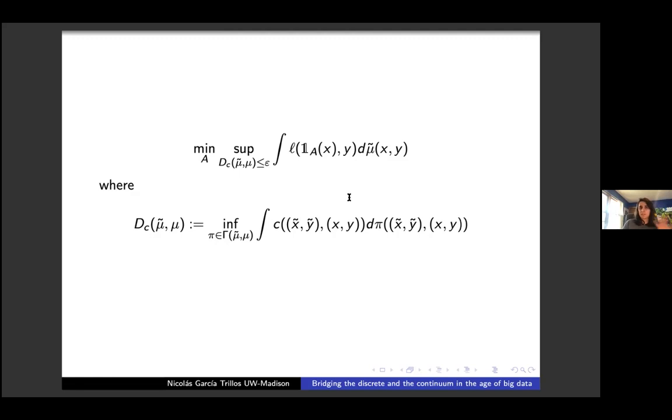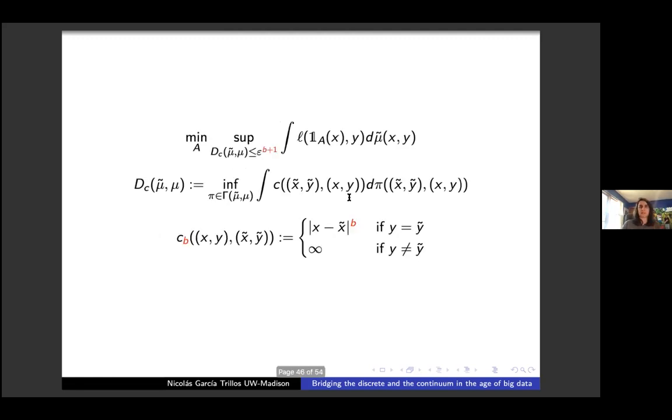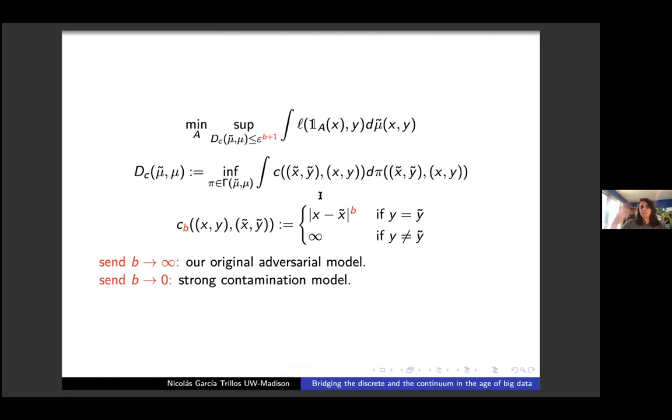This is a little bit different from what we had earlier, although it's related, as I'll show in a moment. For example, if you take the cost function to be something that looks like this, a cost function on pairs (x, y), (x tilde, y tilde). Imagine that, as in the first model, we are not going to allow changes of labels. We are only going to allow changes on the x coordinate. So if y is equal to y tilde, the cost is simply based on the distance between the points, maybe taken to the power b. If y is different from y tilde, no, the adversary cannot do this. It cannot change labels.